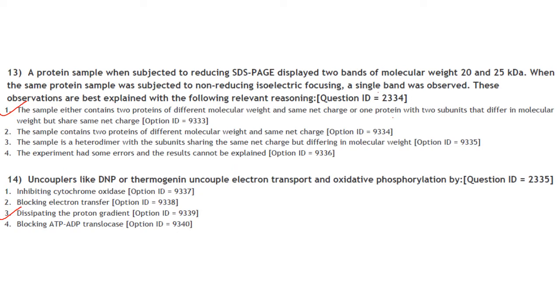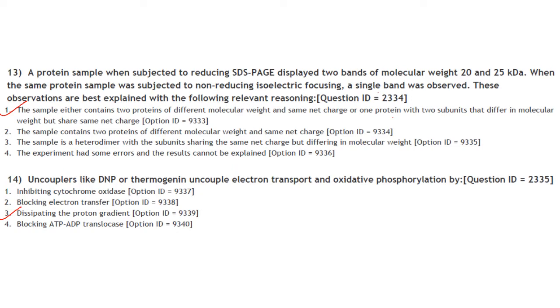chemical. Then when the same protein sample was subjected to non-reducing isoelectric focusing, a single band was observed. So it is non-reducing isoelectric focusing, so naturally a single band will be observed. The disulfide bonds were not broken. These observations are best explained by the following reason. The sample either contained two proteins of different molecular weight and same net charge, or one protein with two subunits that differ in molecular weight but share same net charge.